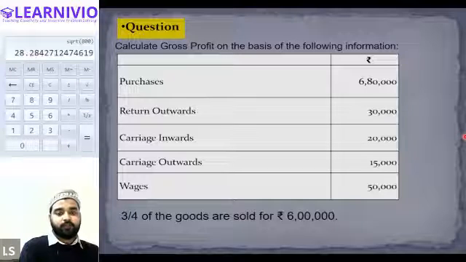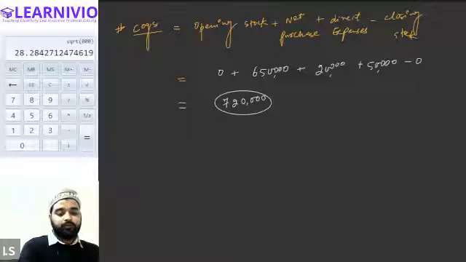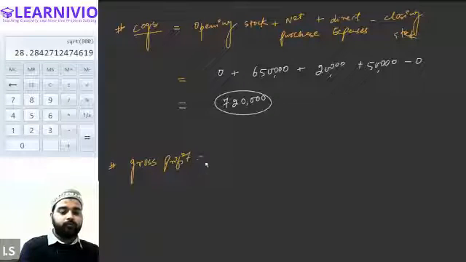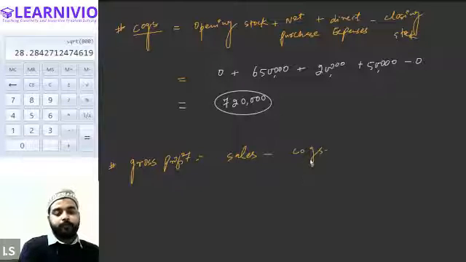Now, the question is asking for the gross profit. In order to find out the gross profit, what is the formula? It is very simple. Gross profit is equal to, as you have already told us, sales minus cost of goods sold.